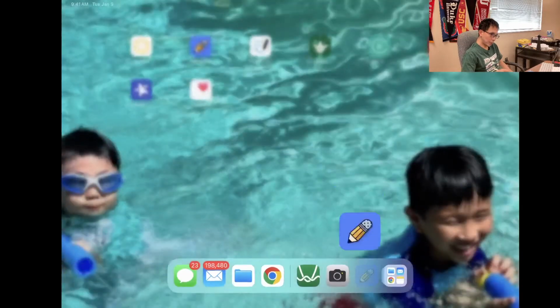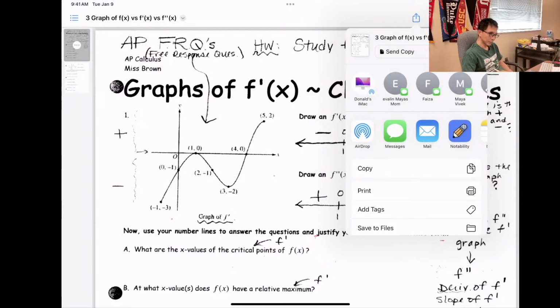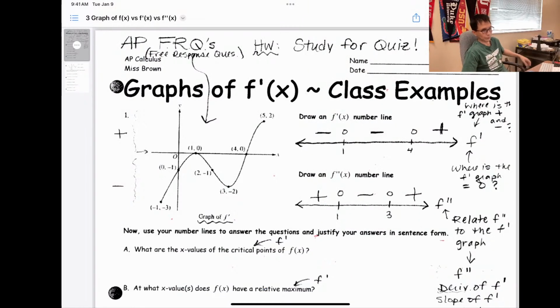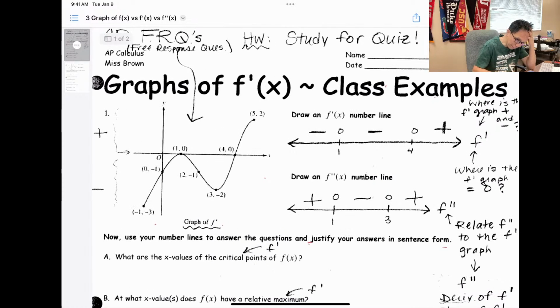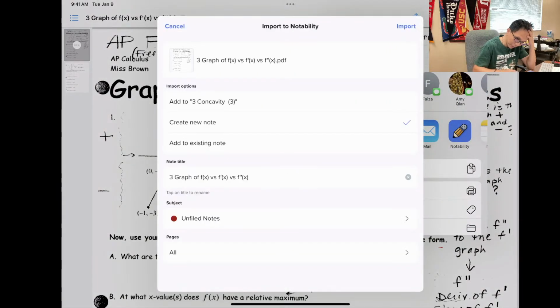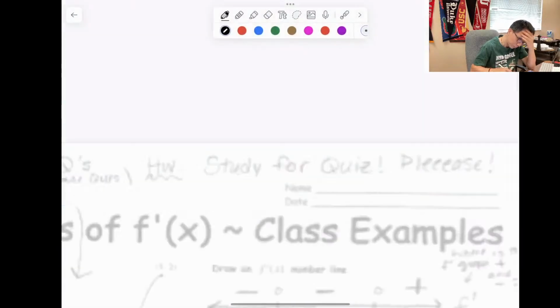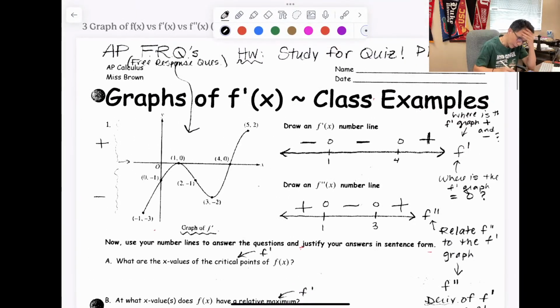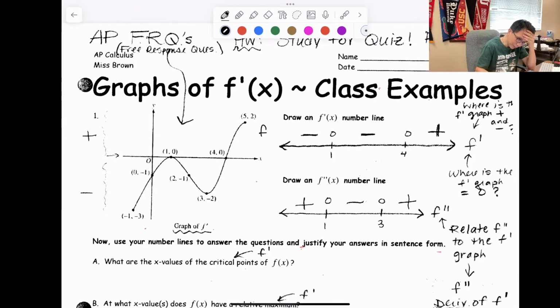All right, we're going to talk about today's work. This is super important. Learn how to draw a number line for f prime or f double prime. Look here. Let me put Notability here. So this is f prime of x. I'm going to use a different color. For f prime of x, you're looking for what?